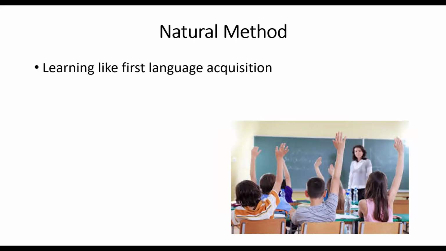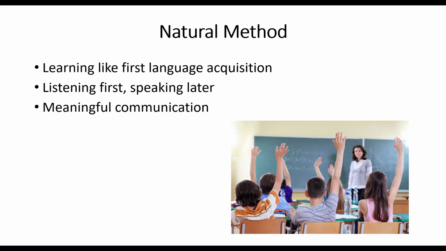Now the next one is the natural method. What is the natural method? In natural method, learning is like first language acquisition, listening first, speaking later, like a baby. A baby learns language from listening to their parents, listening to the people around him. And then they can speak later after getting several knowledge from the listening. In natural method, the communication must be meaningful, and natural method enables low stress learning.